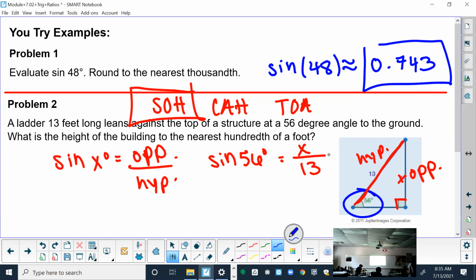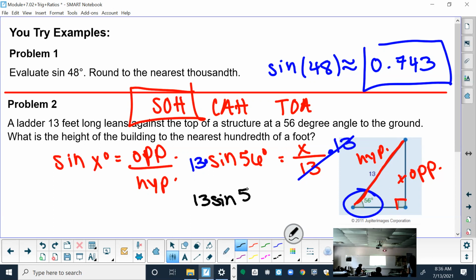Would I add 13? Would I subtract 13? Would I multiply by 13? Would I divide again by 13? All right, the opposite would be to multiply. So multiply each side by 13. That'll get x by itself on the right side.